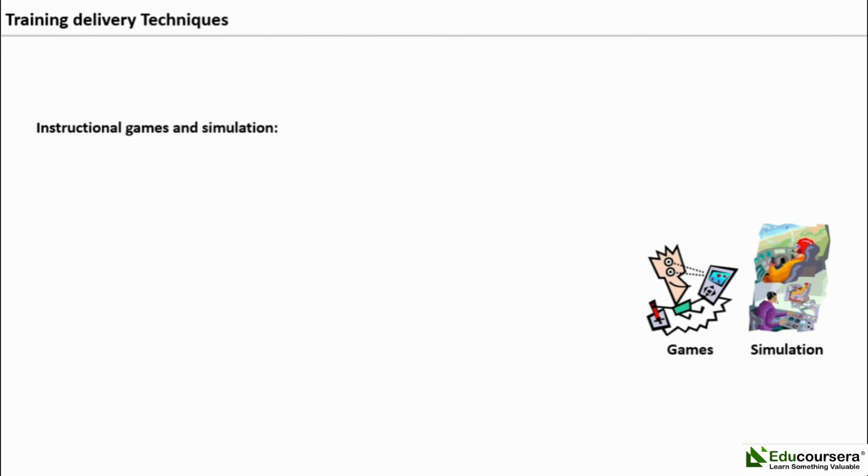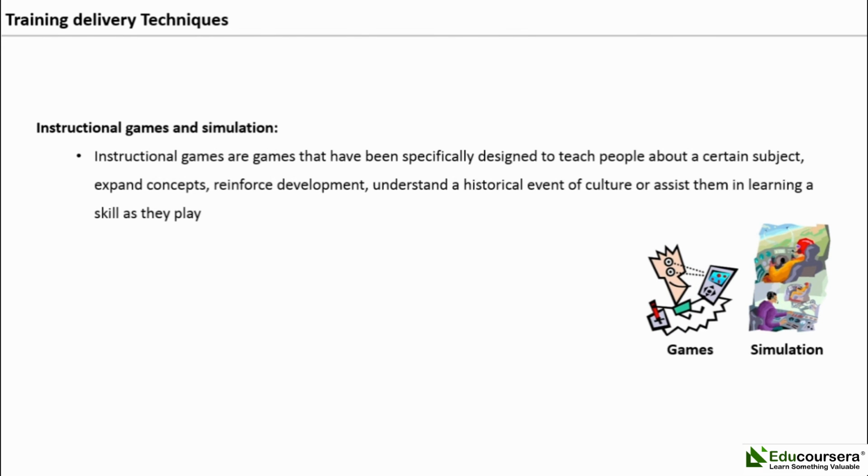Instructional games and simulation. Instructional games are games that have been specifically designed to teach people about a certain subject, expand concepts, reinforce development, understand a historical event or culture, or assist them in learning a skill as they play. This includes board, card, and video games. As we know, adult learners prefer to practice rather than just listen to lectures, and prefer to interact with each other in a group. Simulations resemble the instructional game, but also include correspondence between some aspect of the game and reality.